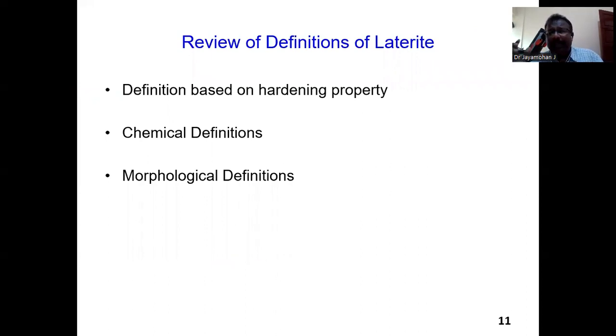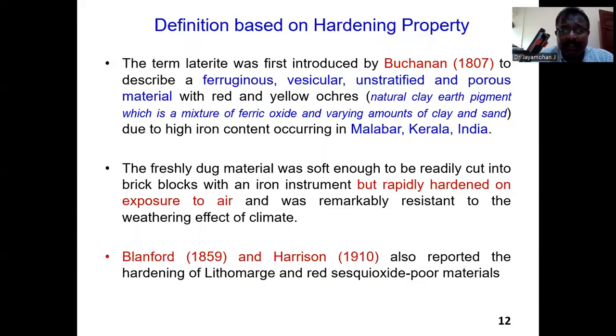Now, we will have a brief review of various definitions of laterite. Laterite has been defined based on its hardening property and based on its chemical aspect. There are chemical definitions. Later on came morphological definitions based on its mode of origin, etc. So these are the three different types of definitions.